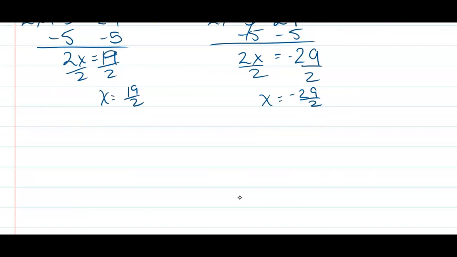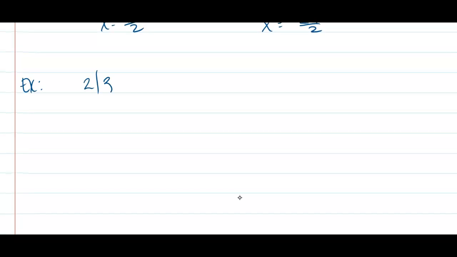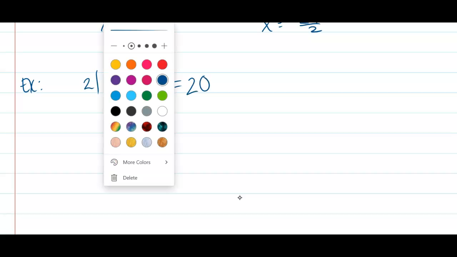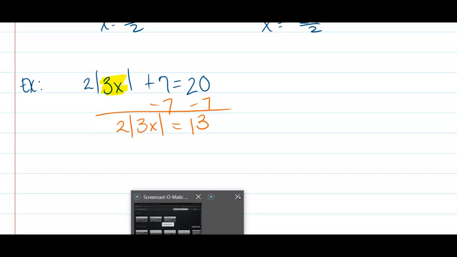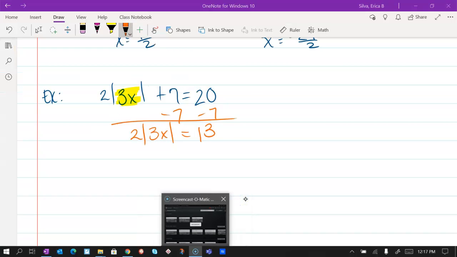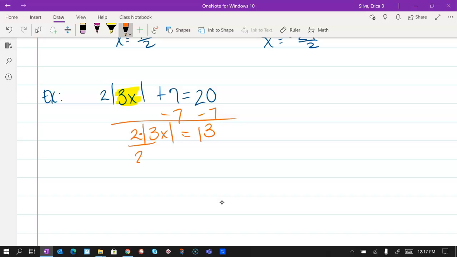Okay, let's do one final example. 2 times the absolute value of 3x plus 7 equals 20. We first want to get rid of the plus 7 because we want to isolate this absolute value. So we're going to subtract 7, and then we're going to divide by 2, because we still need to isolate that absolute value of 3x. Since 2 is being multiplied by the absolute value, we want to undo that and divide by 2.